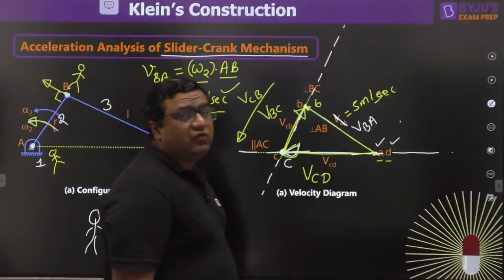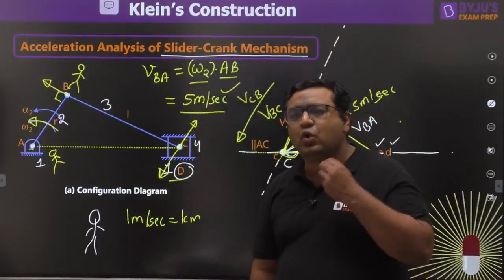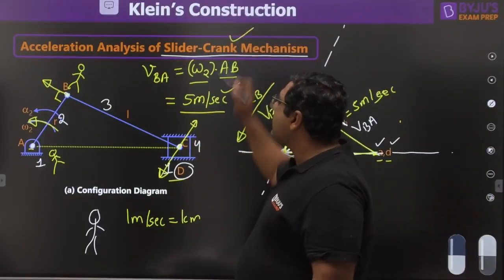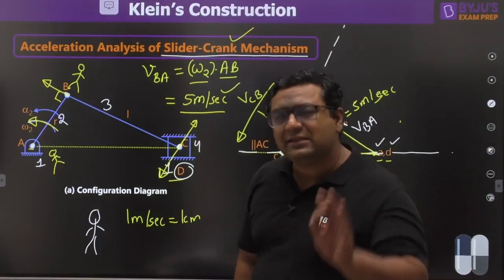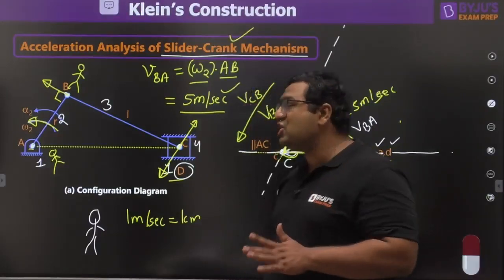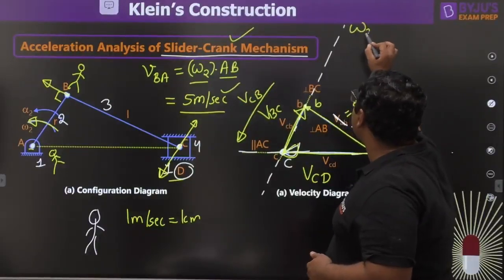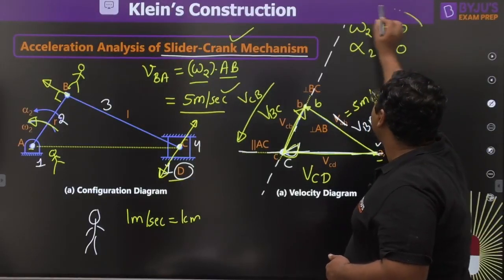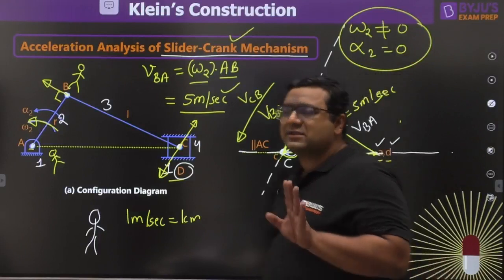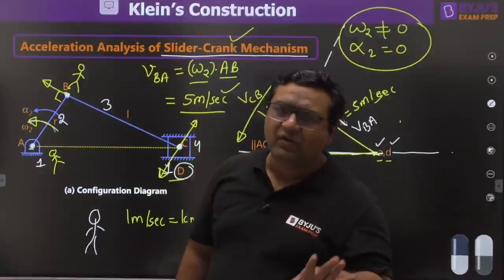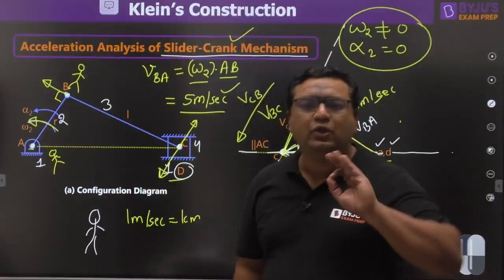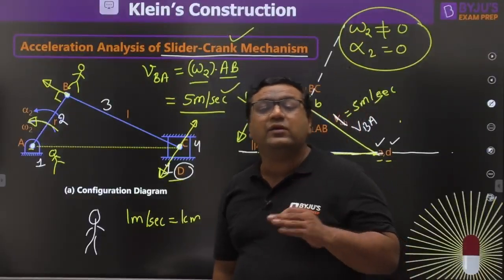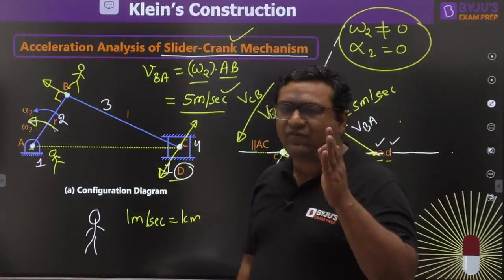But my dear, first of all, I would like to say, yes, Klein's is talking about the velocity and acceleration diagram of a single slider crank mechanism. But when Klein's is talking about that, he is taking a condition that omega 2 will be non-zero and alpha 2 will be 0. Means whatever we are going to discuss in Klein's construction will be valid only if the crank is not having any angular acceleration. Means the crank is rotating with a constant angular velocity. This is the first thing.